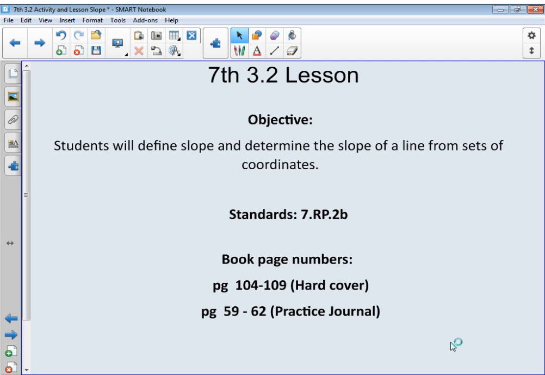This is 7th grade lesson 3.2. It's actually part 3. Today, students will define slope and determine the slope of a line from a set of coordinates. This is actually in addition to our book, so we won't have it out of the hardcover book working with coordinates. It's just an extension of lesson 3.2.